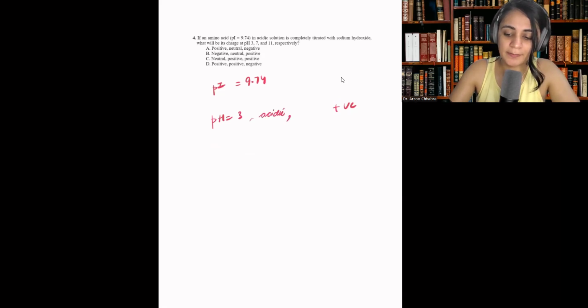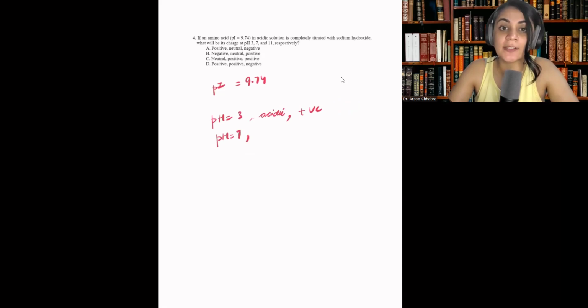And so it is positive. Okay. And then if we are at pH 7, what we really see is that it still will experience acidic conditions, because only at pH 9.74 would it be neutral. So then again we have a positive.